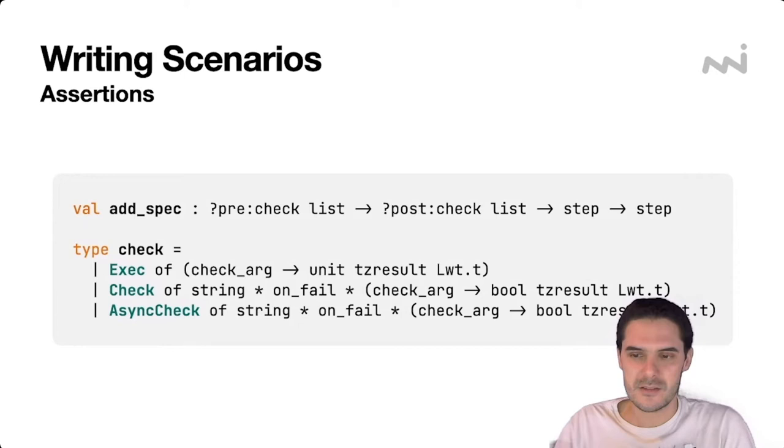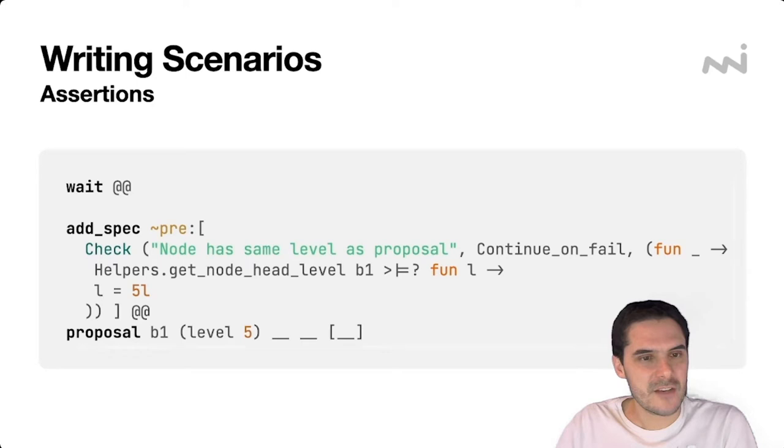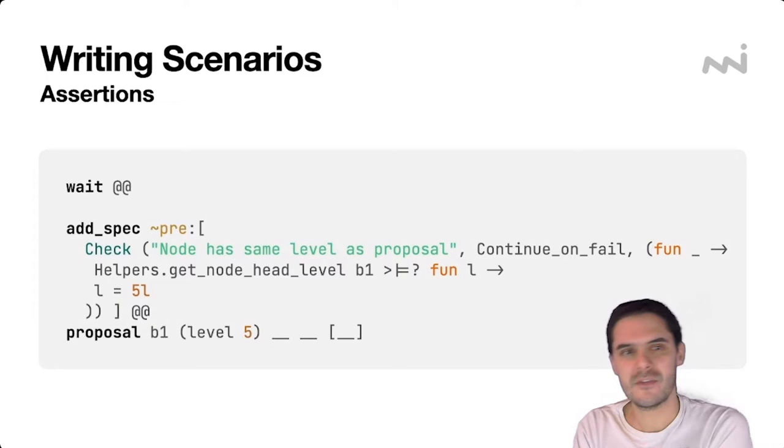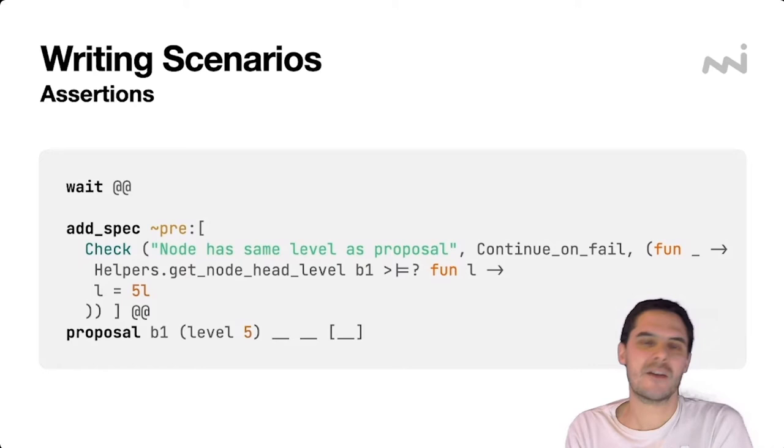So in this case, here it is, the wait function is actually a shorthand to tell Mitten that we are waiting for a message, and while we wait for this message, we let any other message go through. So here we wait for a proposal of B1 at level 5, and we add the specification which has a single check as a precondition that the node must have the same level as the proposal it's actually sending.